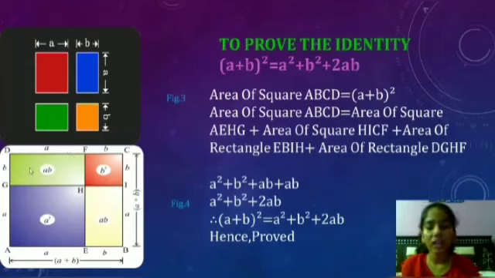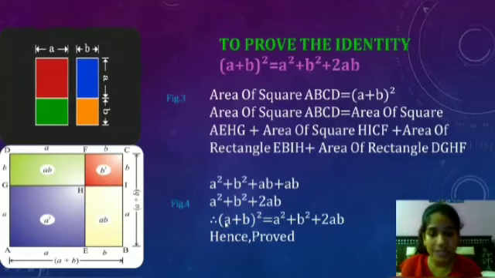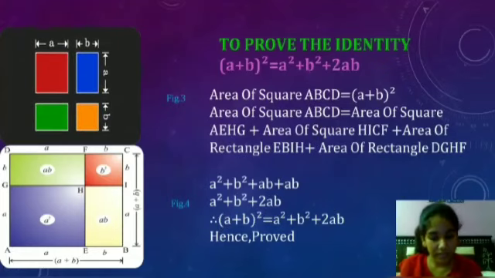Now we'll add all the areas of all 4 parts. a² + b² + ab + ab. a² + b² + ab + ab will be 2ab. Therefore, (a + b) whole square is equal to a² + b² + 2ab. Hence, this identity is proved.